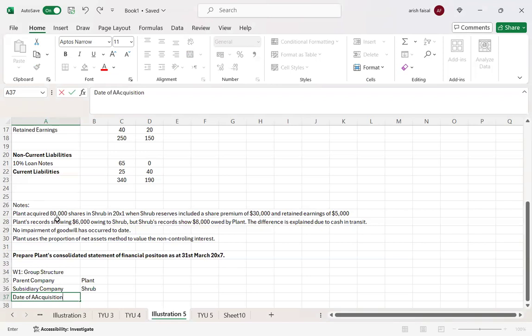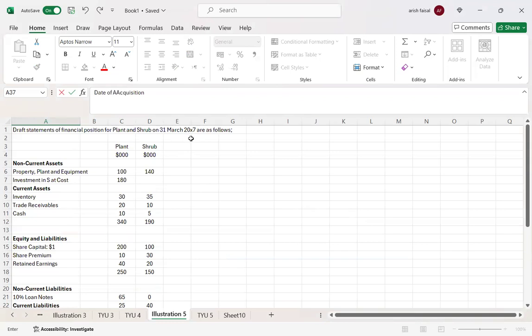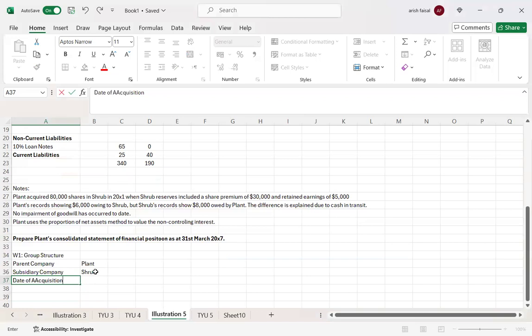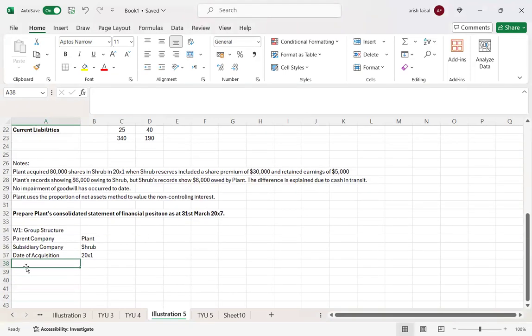It says Plant acquired 80,000 shares in Shrub in 2001. Right now we are in 2007, so it's basically like 6 years before. So let's suppose it's by March. Here the difference is too much, so it's perfectly fine. I mean, we don't have to be very exact because there are no such big adjustments over here. So date of acquisition is 2001.